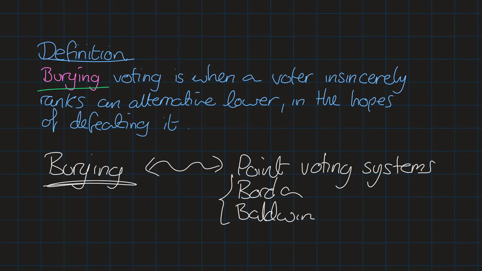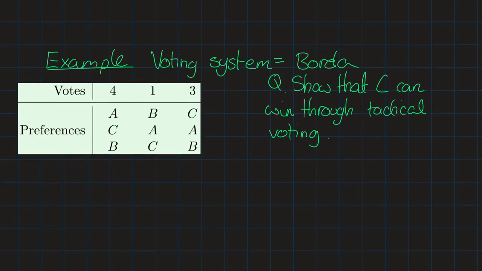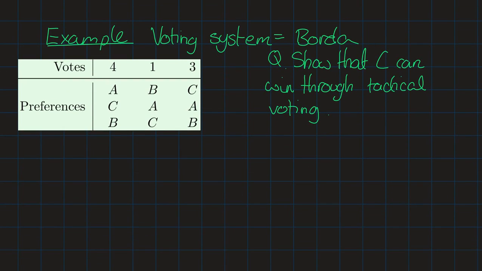Okay, so let's look at an example. Here's an example right here. So the voting system is the Borda voting system. Here's the voting profile, and the question is, show that C can win through tactical voting. So the first thing you need to do is work out, well, who wins currently? If you remember how the Borda voting system works, you assign points based like this.